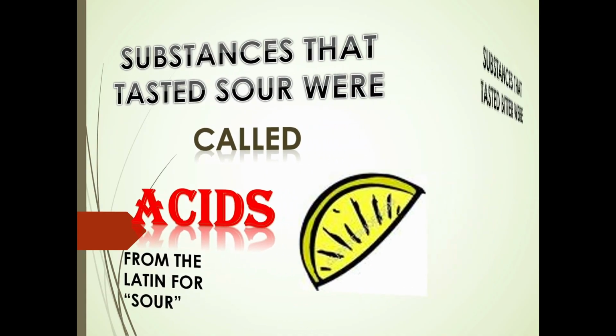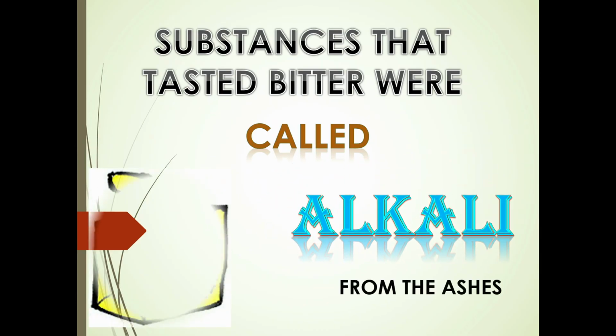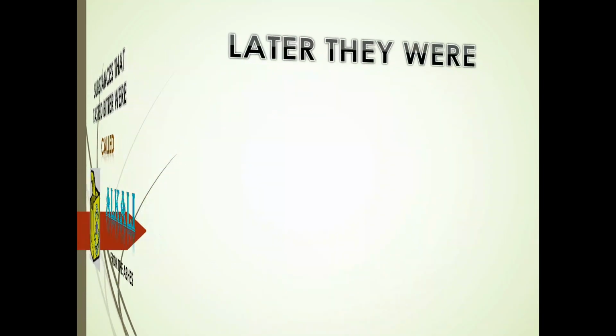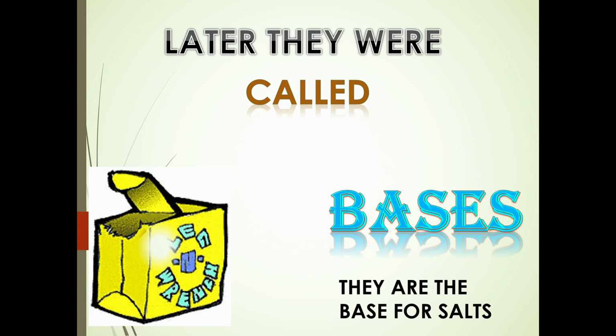Things that taste bitter, like baking soda, or unsweetened coffee, unsweetened chocolate, are alkali. Anytime you see a word that starts with AL, it tells you it came through the Arabic. Kali comes from India to start with. It translates to from the ashes, because the first time they found these alkali were in wood ashes. We now don't use the term alkali as much. We use the term base. That was brought in the 1700s because they were being used as the base for making salts.